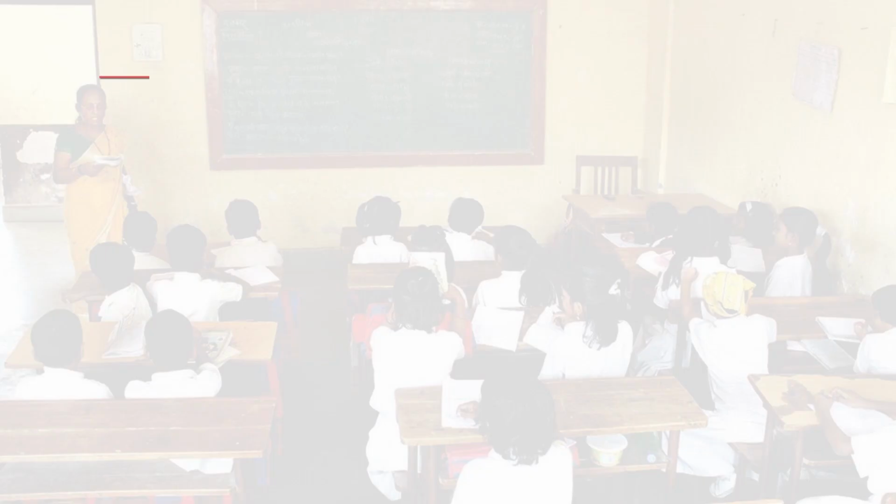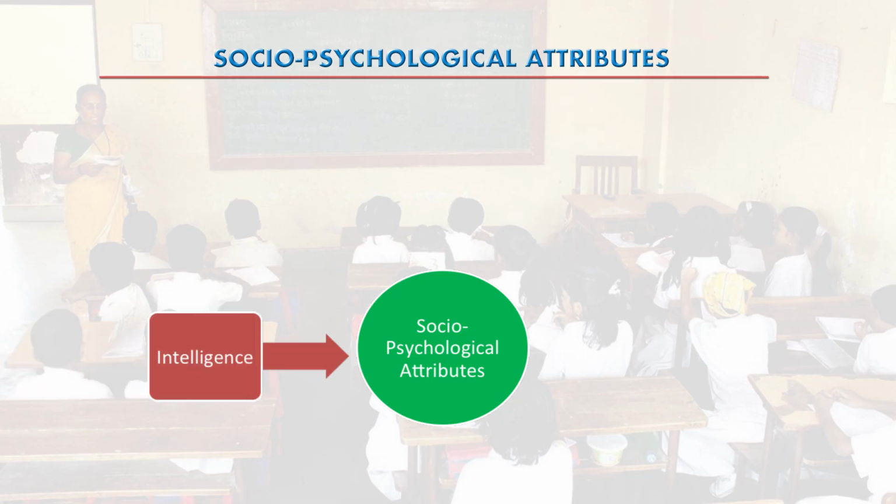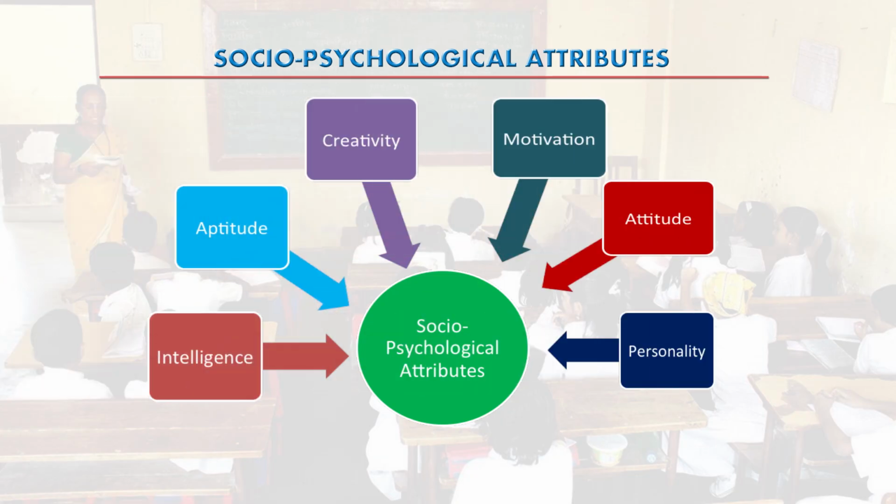As you know, in this module we have discussed different attributes, that is intelligence, then aptitude, then creativity, then motivation, then attitude and personality. Being a student of education, you should understand what the concept is and what the different theories of these attributes are, how these attributes are measured, and most importantly how these attributes are applied, or what the educational implications are, what the usefulness of these attributes is so far as the teaching-learning process is concerned, and so far as the learner's all-round development is concerned.